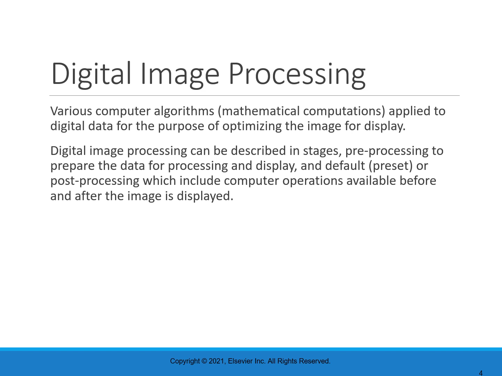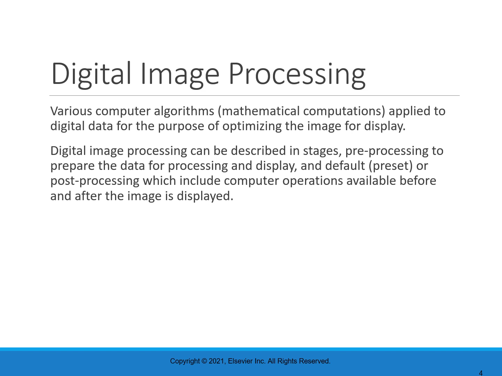Okay, so digital imaging processing, we're going to have a little bit of review here mixed in with some new content. So our processing, we have various computer algorithms, basically mathematical computations that are built into the system. Some of this could be AI at this point, and those algorithms are going to be applied to the digital data that we are producing and putting into those histograms, and they're going to work within that histogram to optimize the image for display. The digital imaging processing can be described in stages where we have pre-processing to prepare the data. This is all of our histogram work.